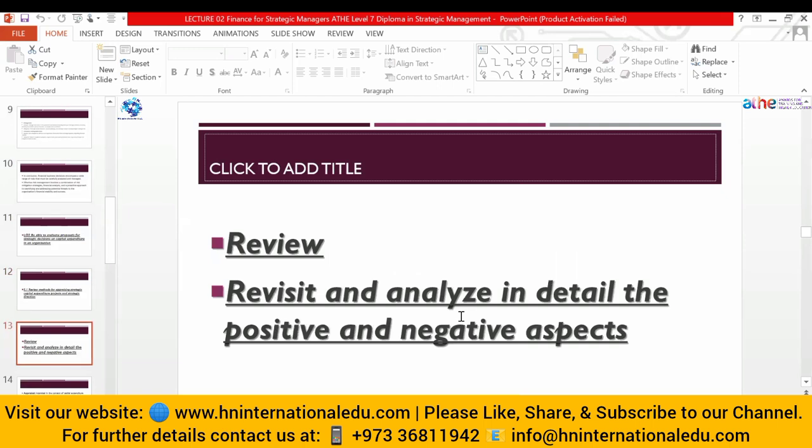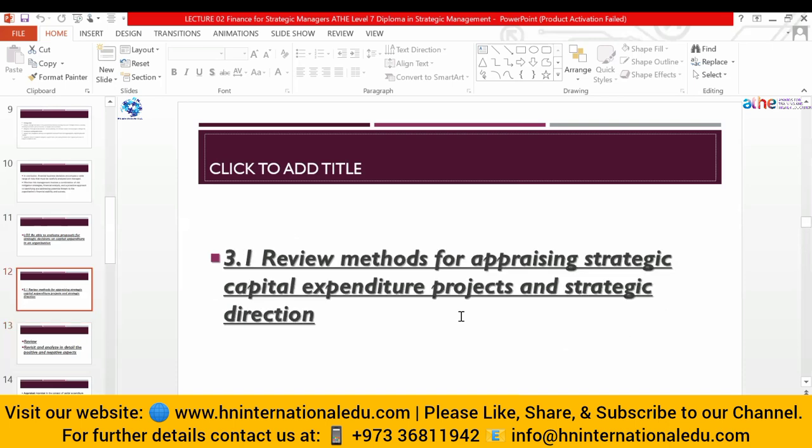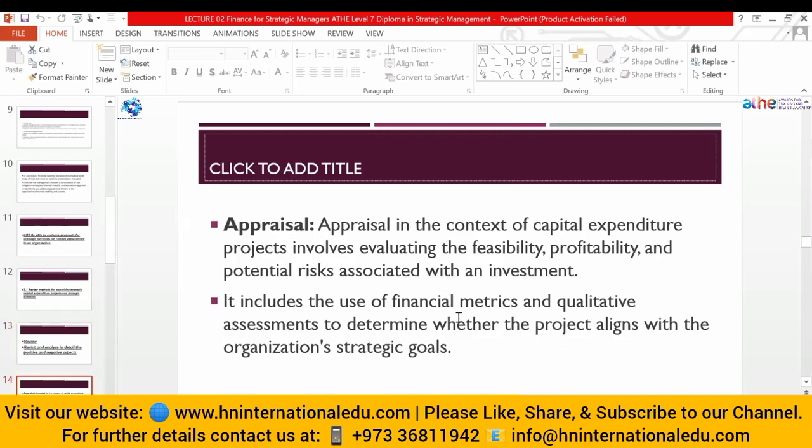The command verb is review, and it means analyze in detail the positive and negative aspects, that is, pros and cons of the stated two elements, that was capital expenditure and strategic direction. Appraisal means, in the context of capital expenditure projects, evaluating the feasibility, profitability, and potential risk associated with an investment. That is, you are going to work thoroughly with strengths and weaknesses of capital expenditure projects. What are the similarities and differences? And in the end, you are going to make recommendations as well.